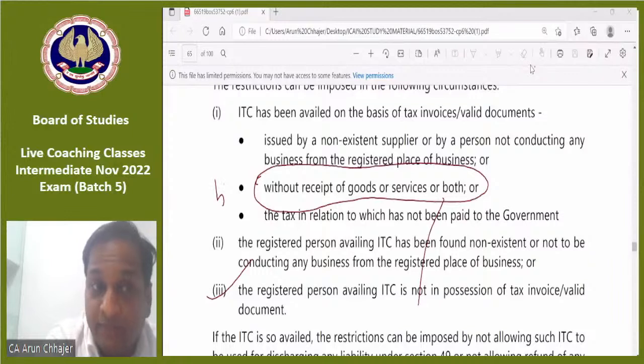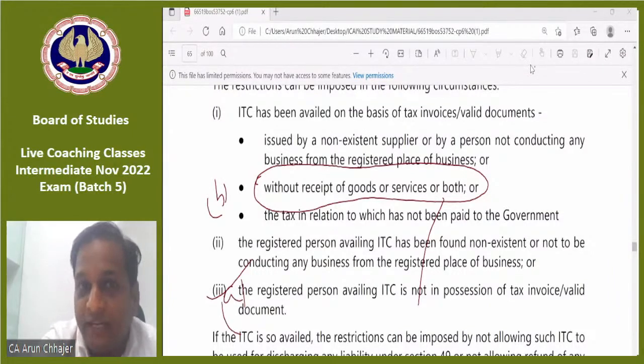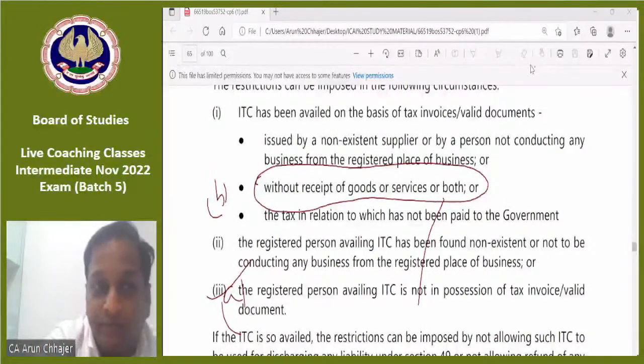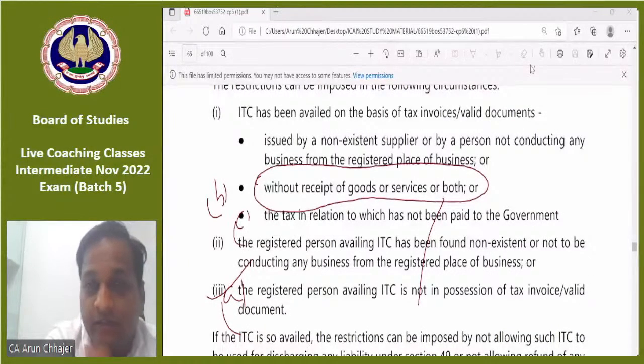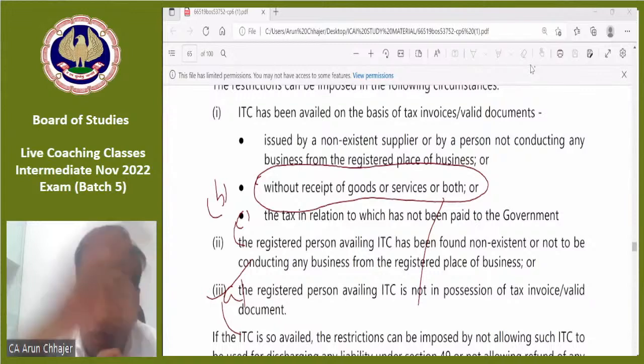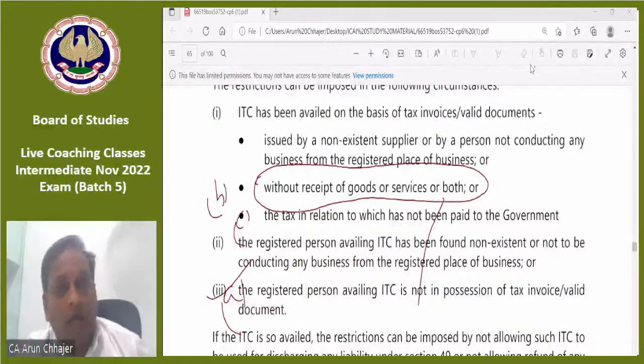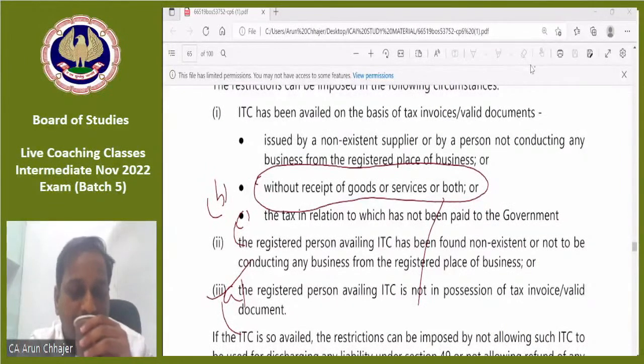Correct? Clause B. This was clause A. What was clause C? Tax has been paid actually by the supplier to the government. Clause C. 3B has been filed. That is ignored. So out of these 5 conditions, 3 conditions are there. Out of the 5 conditions, 3 conditions are there.